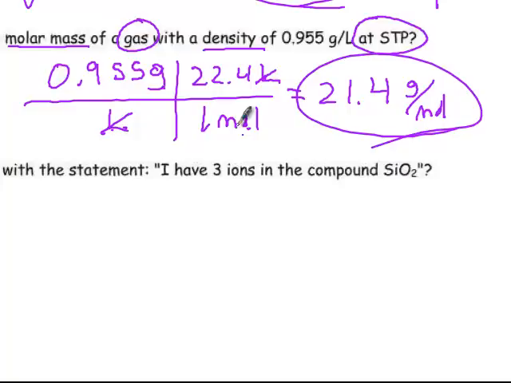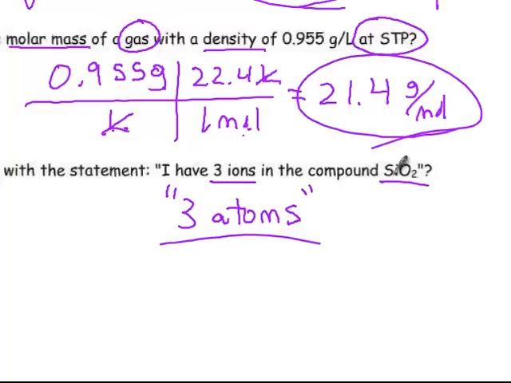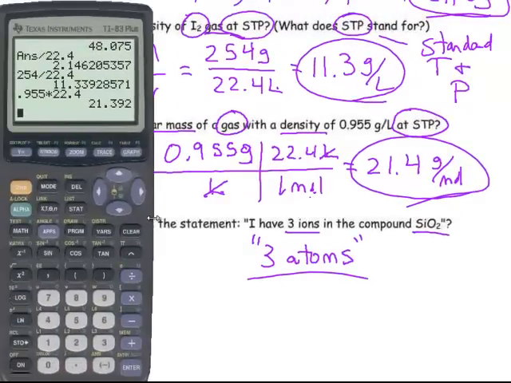What is wrong with the statement, I have 3 ions in the compound SO2? What's wrong with that is it is a molecular substance, and so it should not read 3 ions. It should read 3 atoms because they are nonmetals, and that would be a covalent bond. All right, so there it is. Good luck.